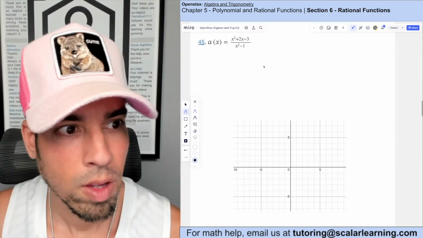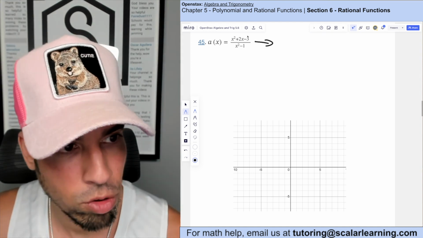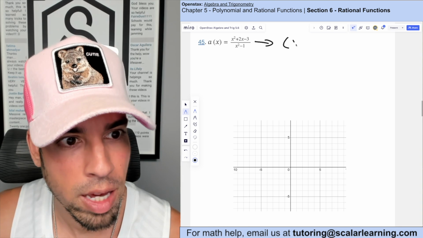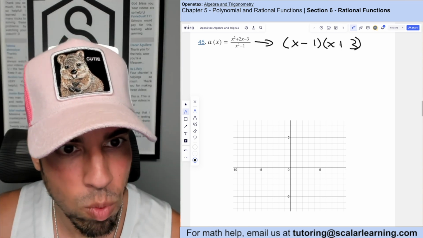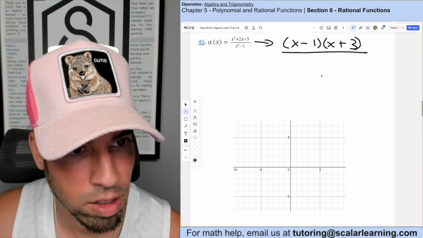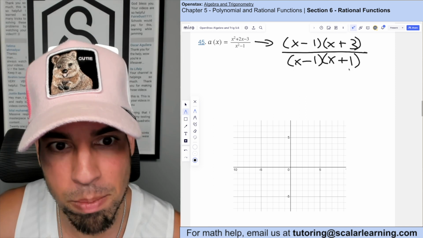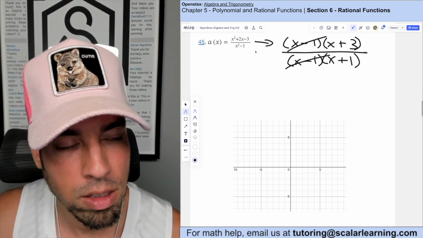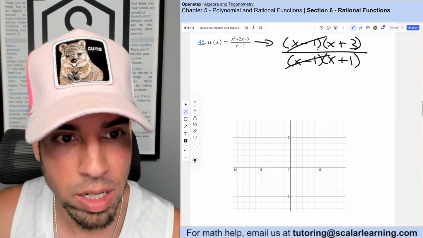Boom, done. For this one, we're going to start by factoring both the numerator and the denominator. So for the numerator, what multiplies to negative 3 and adds to positive 2? That's going to be positive 3 and negative 1. And for that denominator, that's a difference of squares. So we got x minus 1 times x plus 1. Now, this is very important because you notice these guys are going to cancel out.